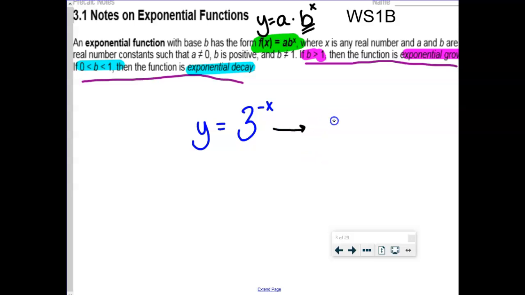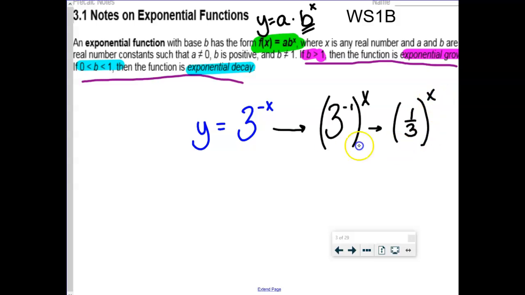Why? So it means this, right? It means 3 to the negative first raised to the x power. And what does 3 raised to the negative first power really mean? Not negative 3, but 1/3, right? Negative first exponent means the reciprocal. So 3 to the negative x power is really 1/3 to the x power. So that was a bit of a trick question.